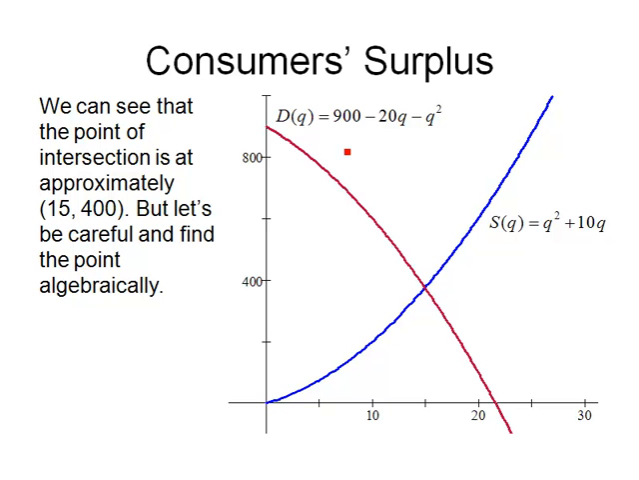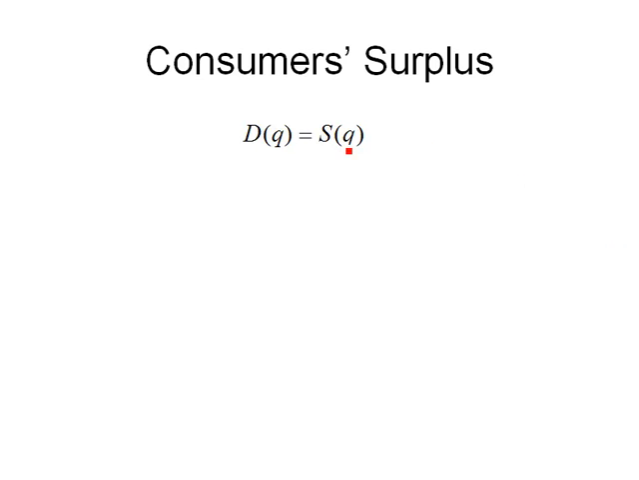So what I need to do is set the demand curve equal to the supply curve and solve for Q. D of Q equals S of Q. And now I'll put in my two functions: 900 minus 20Q minus Q squared equals Q squared plus 10Q. This is a quadratic equation, and in order to solve it, I need to move all the terms to one side so that this is set equal to 0, and then I can either use the quadratic formula or factor it. So what I'm going to do is add Q squared to both sides.